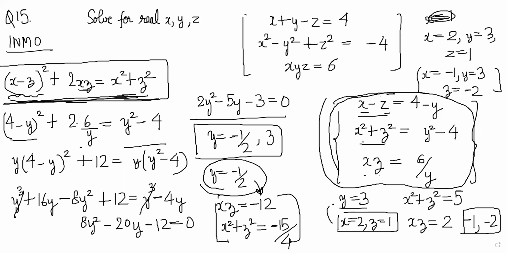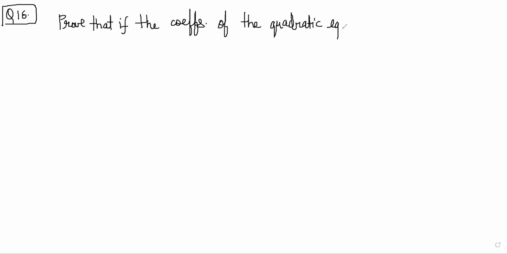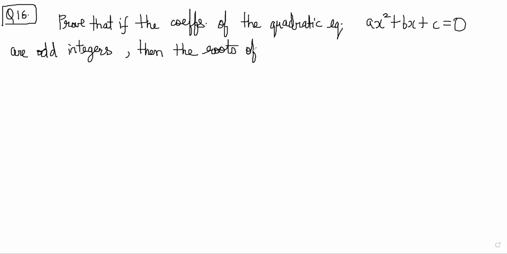The next question that I will look at is another INMO question. The question is, prove that if the coefficients of the quadratic equation ax square plus bx plus c is equal to 0 are odd integers, then the roots of the equation cannot be rational numbers. The question is, if the coefficients of this quadratic are odd integers, then the roots cannot be rational numbers.